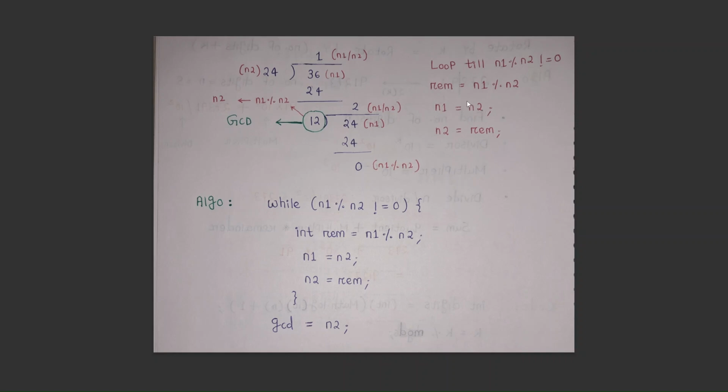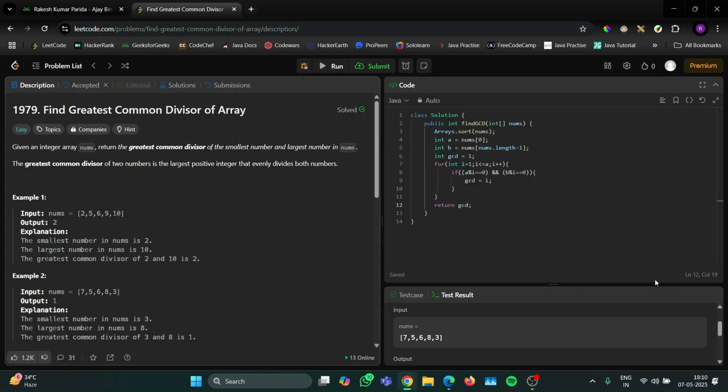Then we assign the value of n2 to n1 for the next iteration, because n2, or the divisor, will become the dividend in the next iteration. And we assign the remainder value to n2 because the remainder will become the divisor for the second iteration. So now let's code out the problem with the optimal approach.